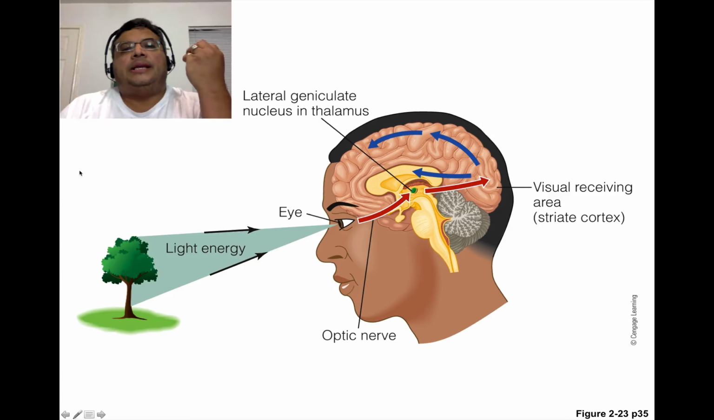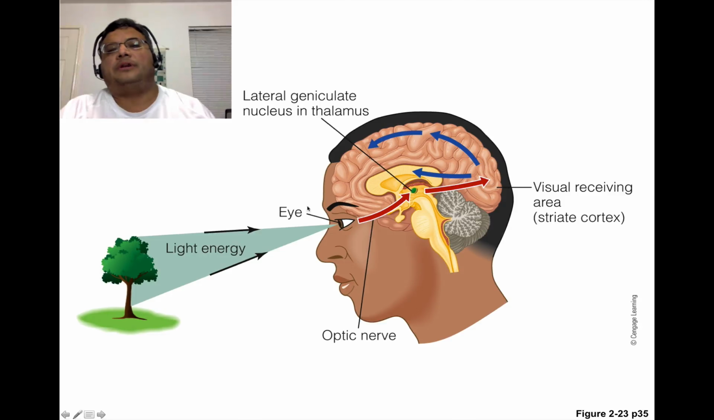Once the light information is transduced into an electrical signal, it gets relayed into the brain, right? And it makes a lot of different stops in the brain. It travels along the optic nerve, and one of the places that the visual information goes is an area called the lateral geniculate nucleus, the LGN, right?